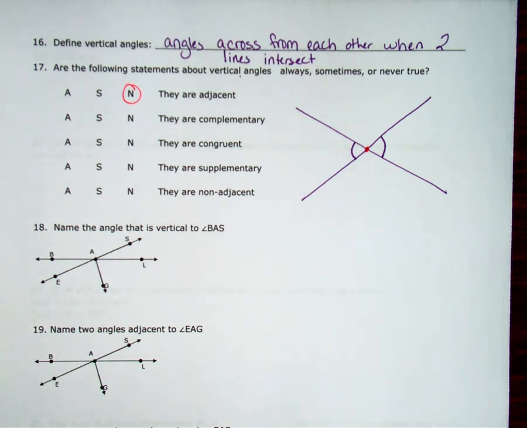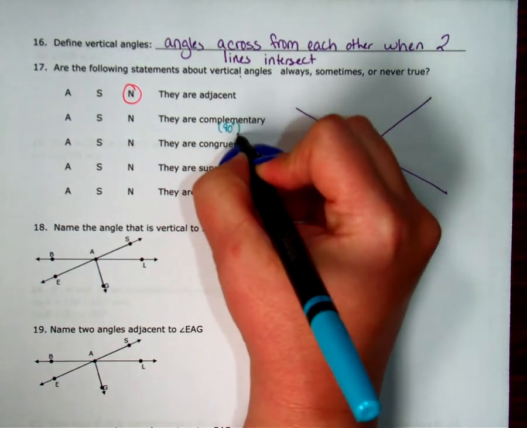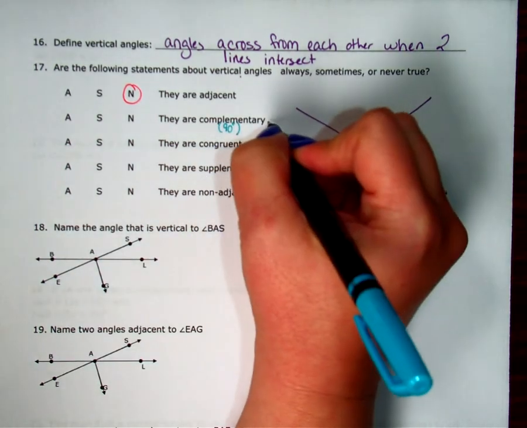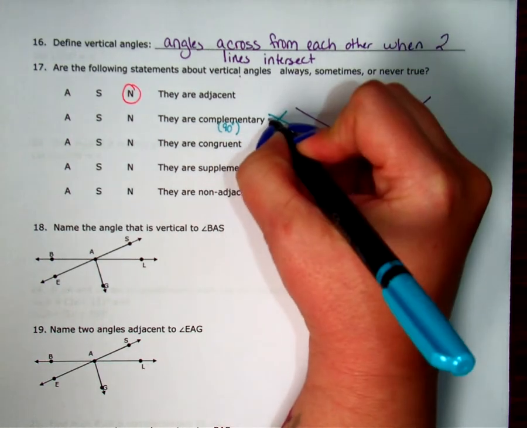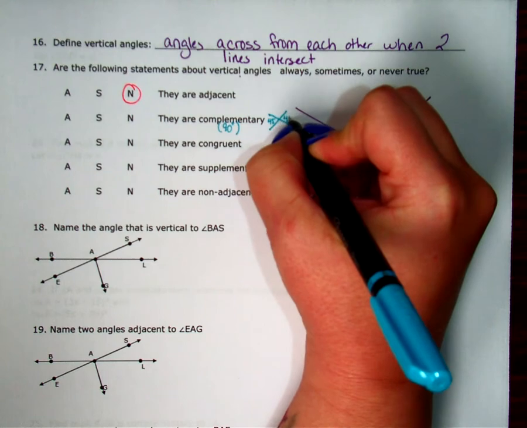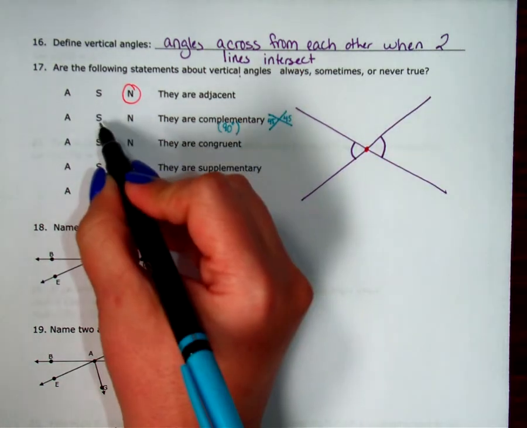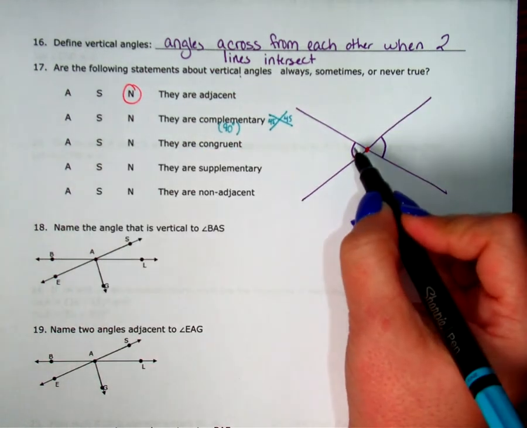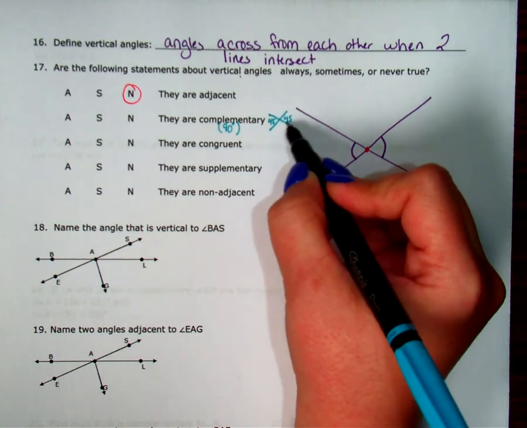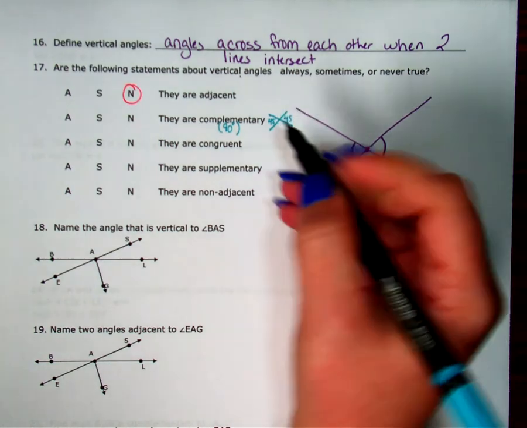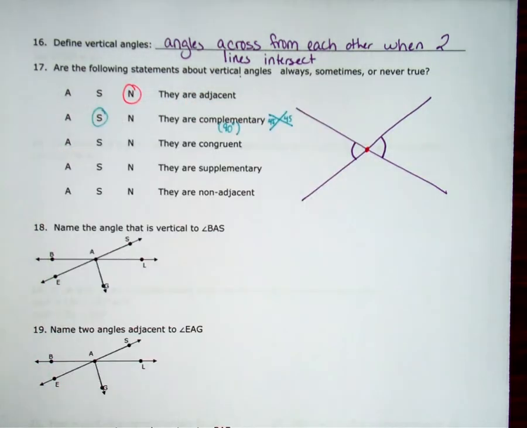The next one says they are complementary. Remember, that means they add up to 90 degrees. So if I could draw lines that intersect where I had a 45-degree angle here and a 45-degree angle here, then they would be complementary. So that can sometimes be true, but it doesn't have to be true, because then this top and bottom angle, they wouldn't be 90, right? If these were both 45, then these could not be 45. So sometimes they're complementary, but not always.